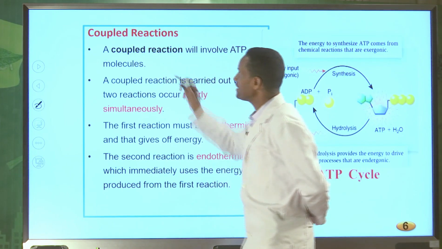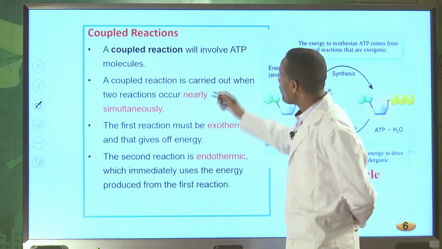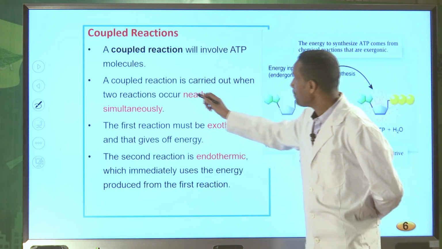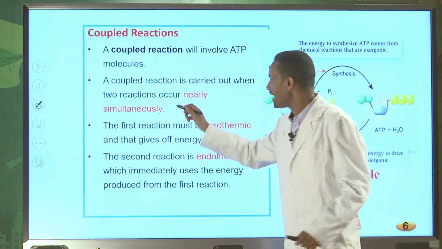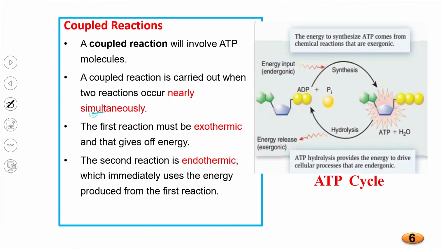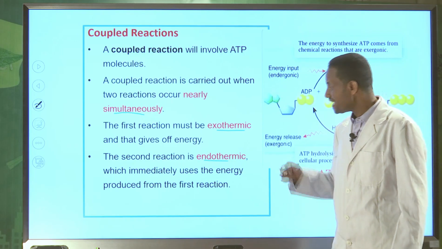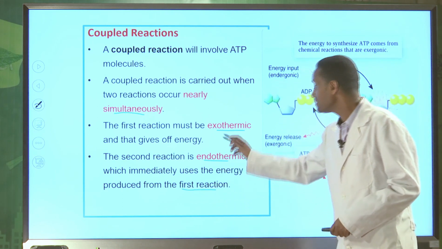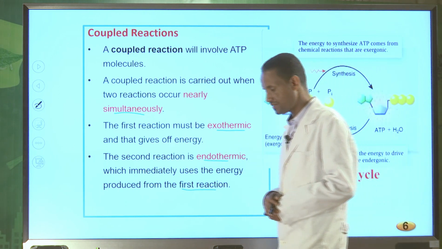Here, the coupled reaction. A coupled reaction will involve ATP molecules. A coupled reaction is carried out when 2 reactions occur nearly simultaneously. The first reaction must be exothermic, and that gives off energy, and the second reaction is endothermic, which immediately uses the energy produced from the first reaction, which means from the exothermic reaction.